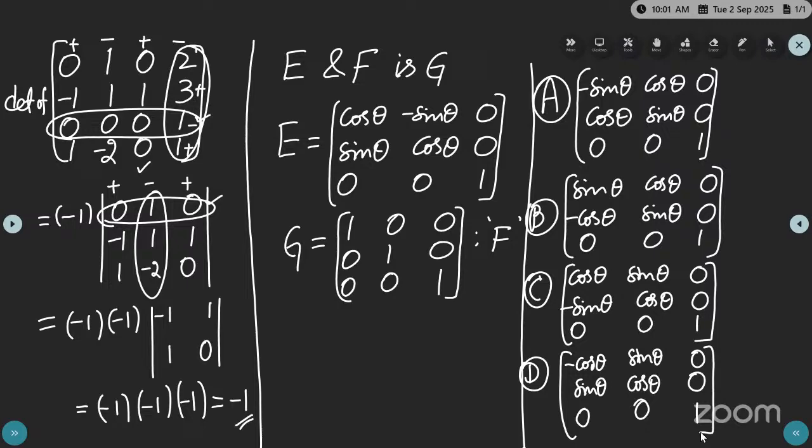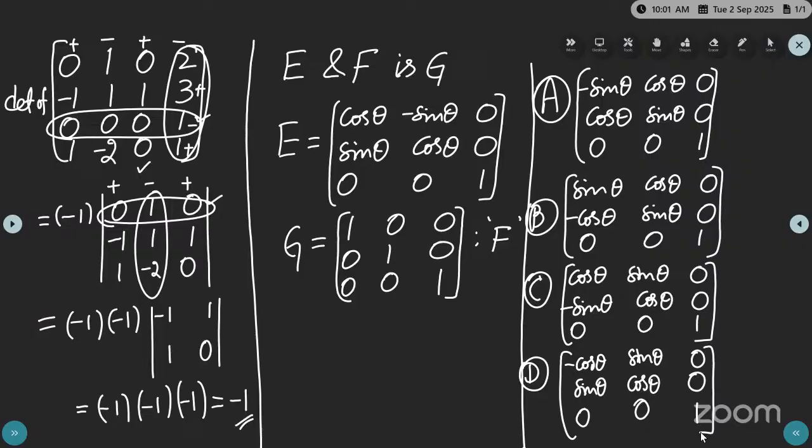If E into F equals G, where G is given as the identity matrix, we need to find F. F is the inverse of E. In order to find the inverse of E, we need the determinant and also the cofactors for all those 9 elements. So almost 10 evaluations we have to do. Instead of doing that, only one simple thing is enough. What is that?